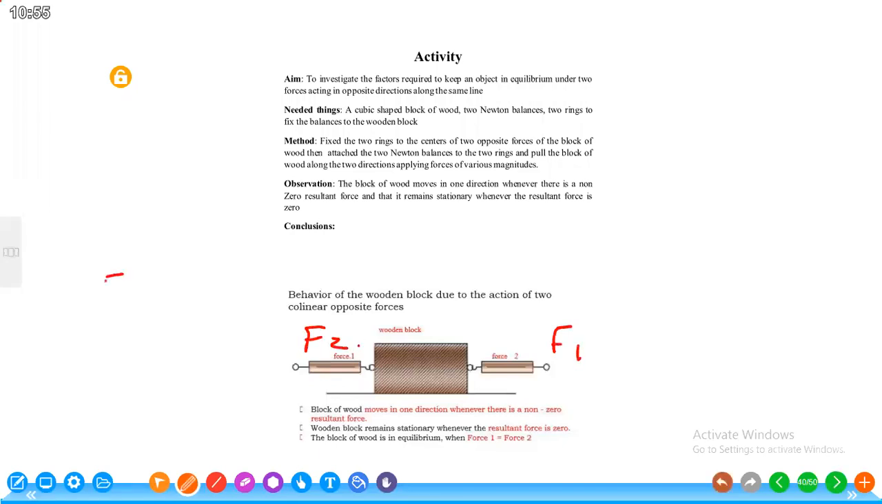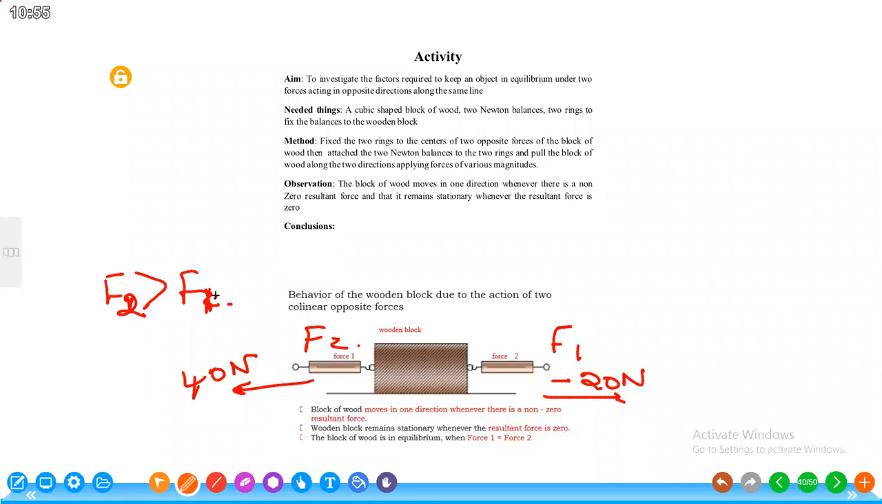Here you can apply F1, F2. When F1 is greater than F2, for example, on the F1 side applied 20 Newton and on the F2 side applied 40 Newton. So F2 is greater than F1.